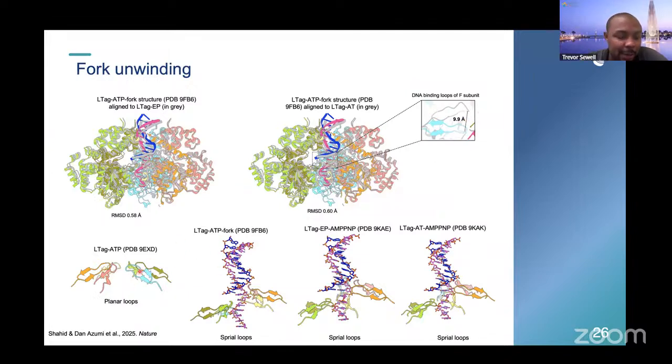Again, we did the same comparison. This is a crystal structure of LTAC without DNA, showing a planar arrangement of the DNA binding loops. And this is Taha's structure with the fork that is actively translocating, showing that the DNA binding loops are in the staircase conformation. And the last two are my origin binding structures that we've also shown are forming the staircase conformation around the DNA. And indeed, this staircase conformation is the conformation that triggers origin melting and enables DNA unwinding.